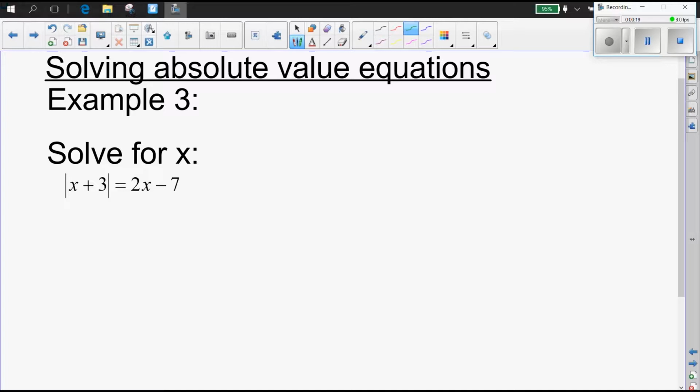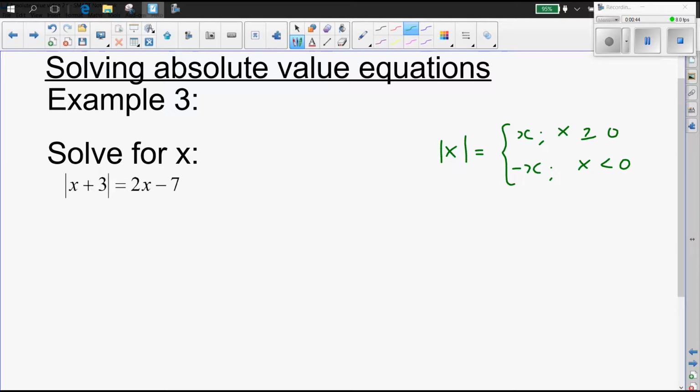Before I solve this absolute value equation, I'm going to write down the definition of an absolute value again. We know that the absolute value of x will equal x for x greater than or equal to 0, and it equals negative x if x is less than 0. Using the definition, we're going to start solving.